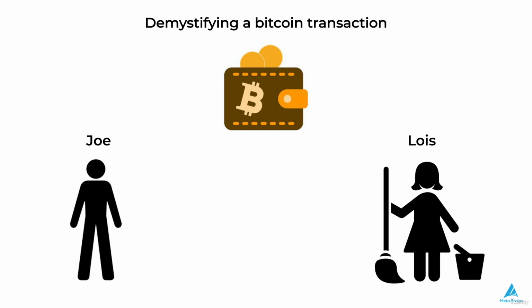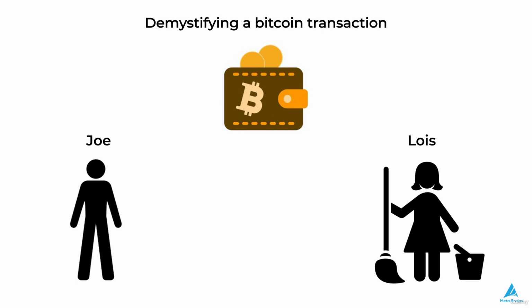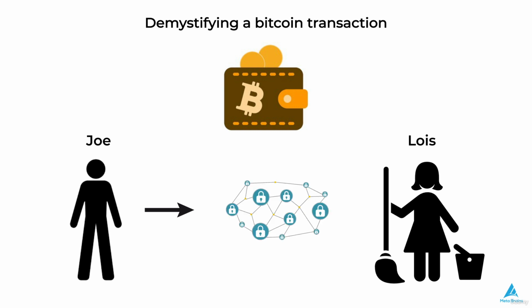Step 4. The amount may be a fraction of Bitcoin. Joe uses his private key to confirm or approve this transaction, which will withdraw the money from his wallet. Step 5. After Joe approves the transaction or pays, the transaction is sent to all of the computers on the network to verify if the transaction is genuine. This process will quickly spot and stop what is referred to as double spending. This ensures that no one spends what he does not have. If the transaction is not genuine, it won't cross this step.